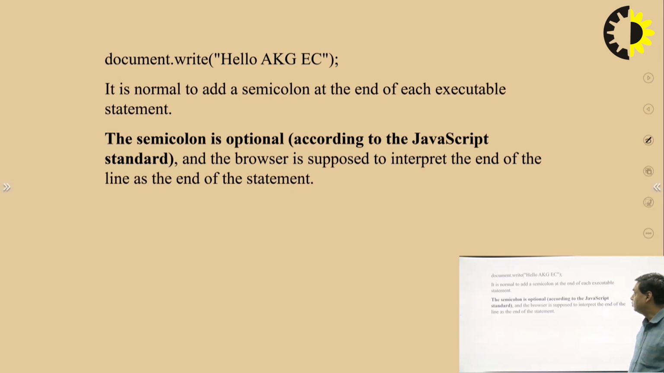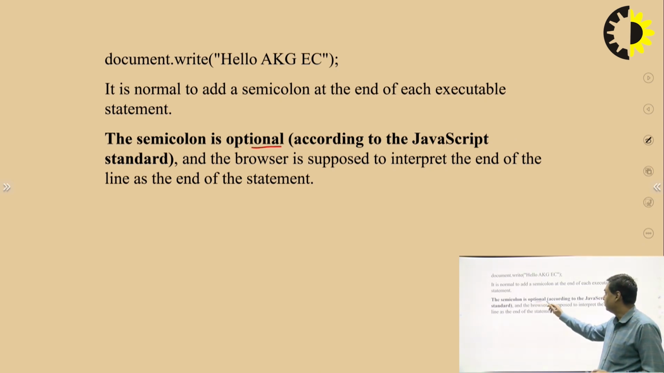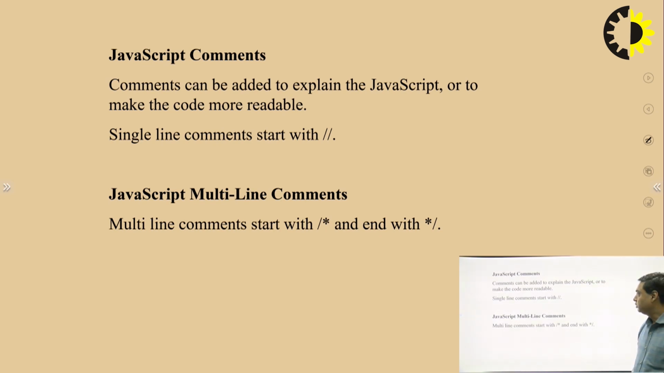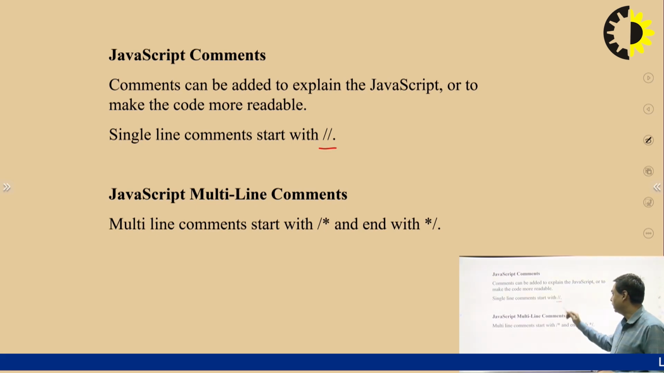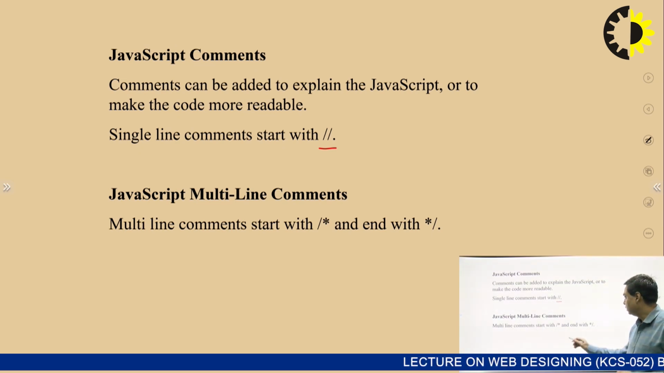Now related to the semicolon, as we know in Java, the semicolon is important, but in JavaScript the semicolon is optional. It is recommended that you put the semicolon at the end of every JavaScript instruction, but it is your choice because it is optional. Now JavaScript comments. There are two categories of comments. One is single line comments, using a double slash. For multi-line comments, we use slash star, star and slash.